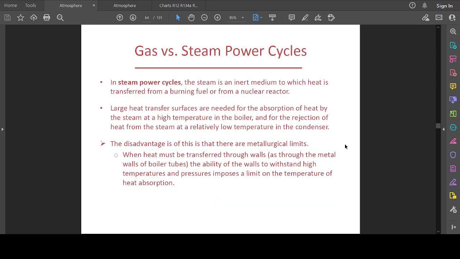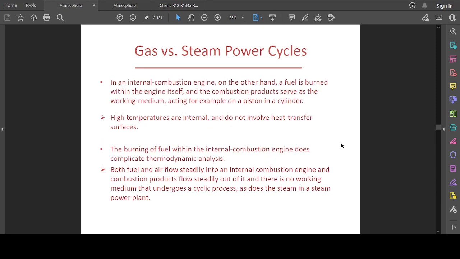So, what are the major differences between the gas power cycle and the steam power cycles? So, in the steam power cycles, the steam is an inert medium to which heat is transferred from a burning fuel or from a nuclear reactor. Then large heat transfer surfaces are needed for the absorption of heat by the steam at a high temperature in a boiler, and for the rejection of heat from the steam at a relatively low temperature in the condenser. And because of this, there is a metallurgical limit, which is a disadvantage to the application of steam power cycles, because the walls of these heat exchangers have a limit of temperature that they can handle. Okay, and when you have temperatures exceeding those limits, then there is bound to be failure within the system. So the steam engines are limited to that extent.